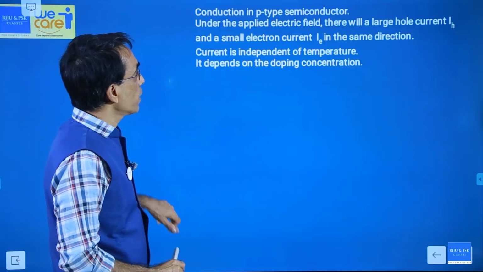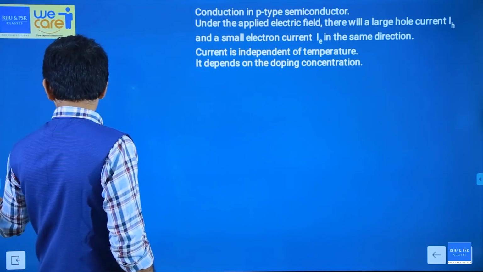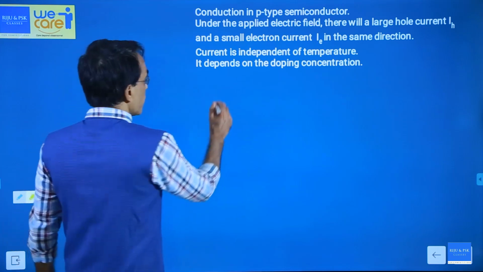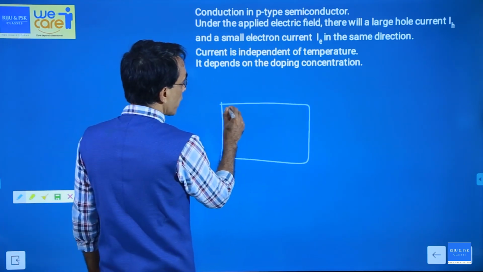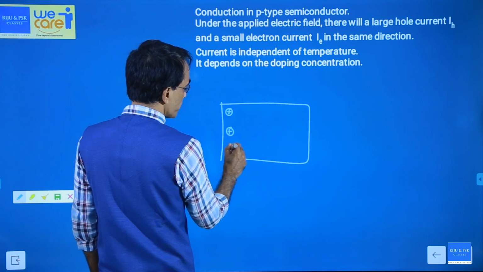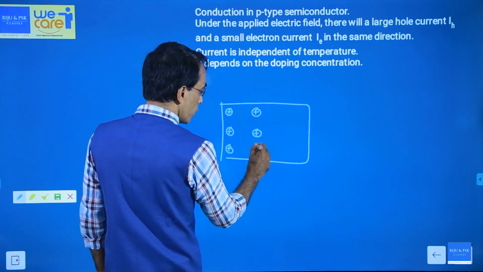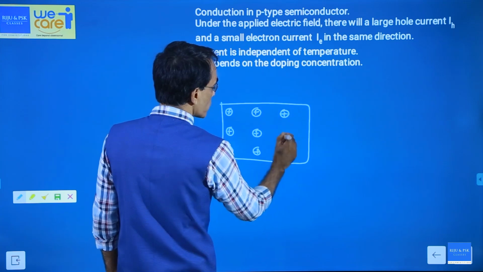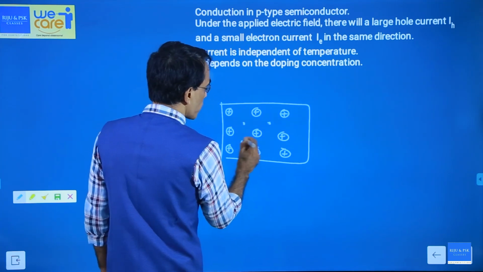Fine. Now the conduction, I think I can explain it in the same way. Conduction, if you have a p-type semiconductor, what is a p-type semiconductor? There will be a large number of holes, depending on the doping concentration, but there will be a small number of electrons.